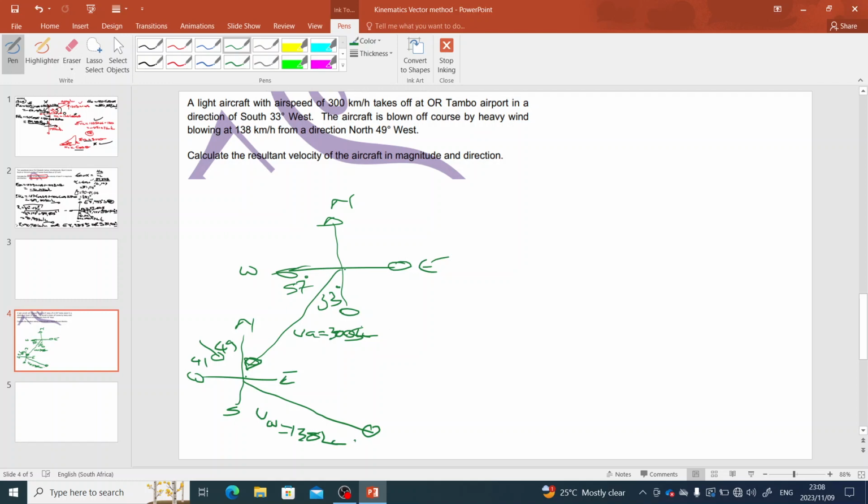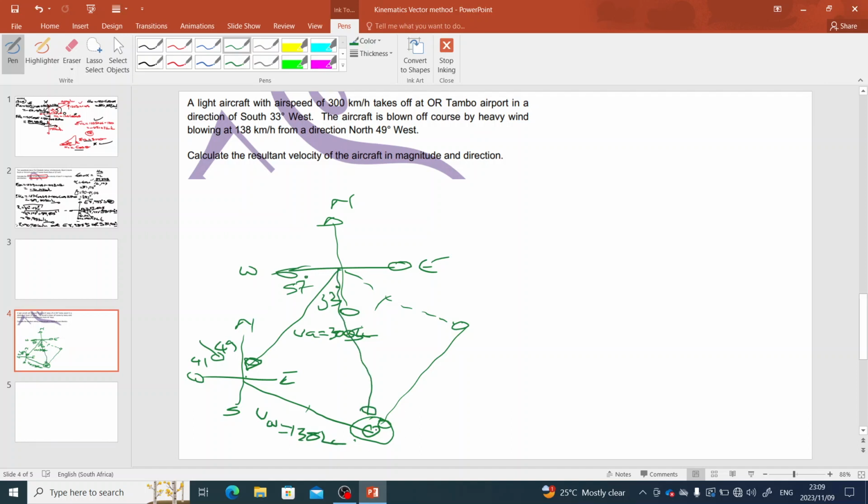Then we must complete this with the mirror image using the parallelogram. The parallelogram says two sides must be the same and equal. If it is heading in that direction, this one is heading in that direction. Then I'm having head to head, I'm having tail to tail. This is where my resultant would be.